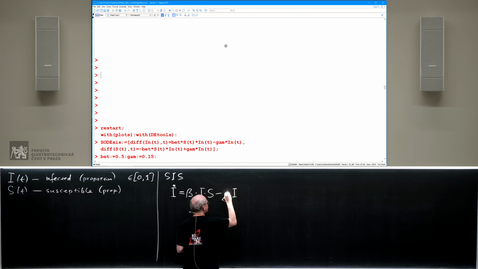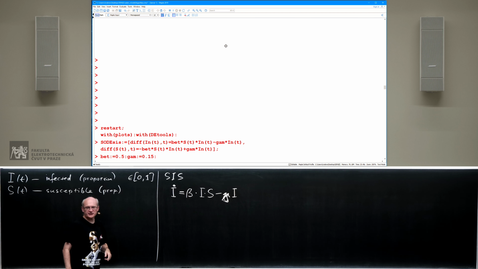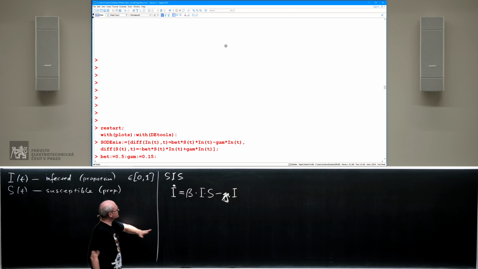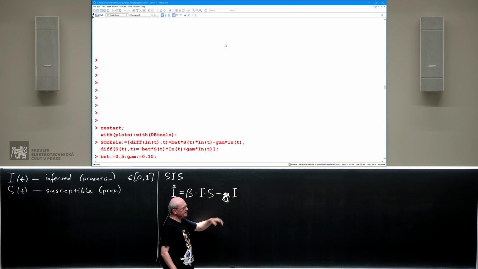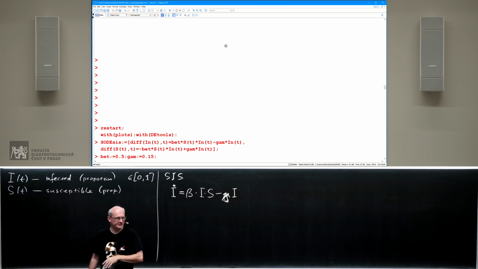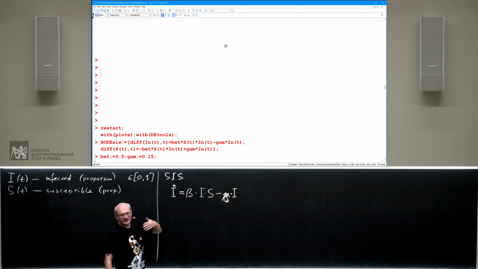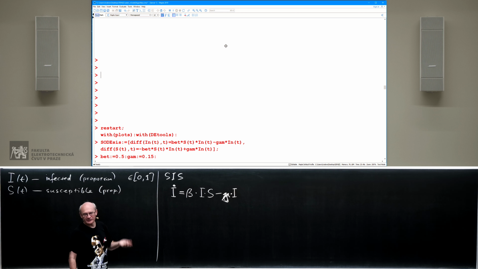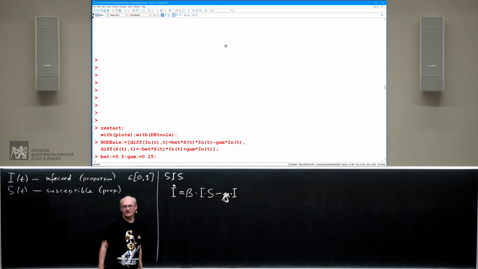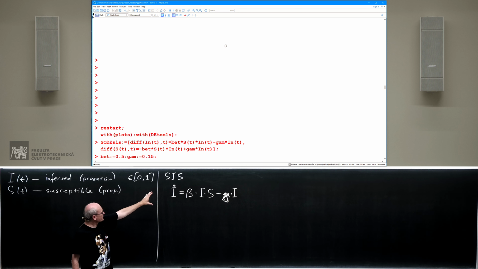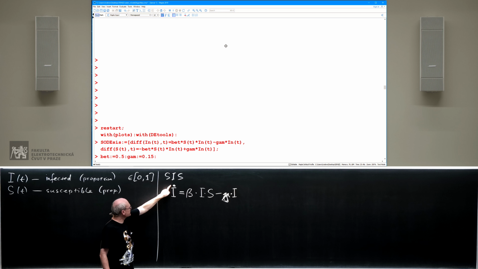Actually, I should use gamma here. Okay, that's the traditional constant. There are some traditions for denoting different factors in the medical field, so I will try to follow them. So gamma is the constant which describes how readily infected people get healthy, which means that they become susceptible again. That's the SIS cycle. Okay, that's the equation for the changes of the infected people.